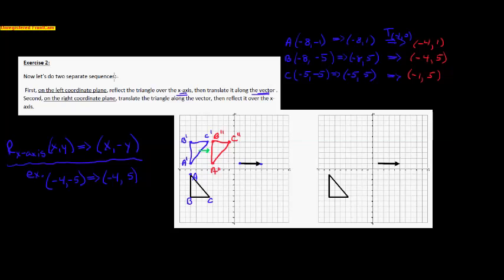Okay? Now, the second example we want to do in this exercise is on the right coordinate plane, so over here, we're going to translate along the vector.